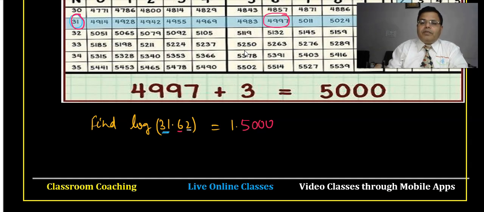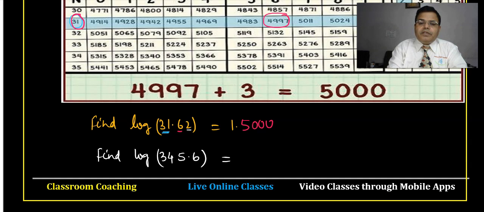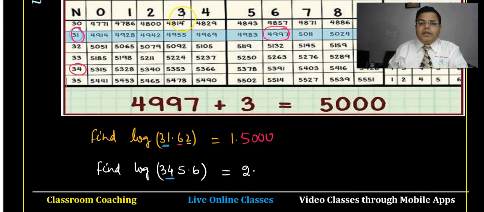Similarly, suppose someone has to calculate log of 34.56. Take one example. Even if it is 345.56, because there are 3 digits, the characteristic must be 2. Now we have to see the first 2 digits, that is 34, and column 5 as well. Just pay attention, 34 is here, and you have to look in the 5th column.